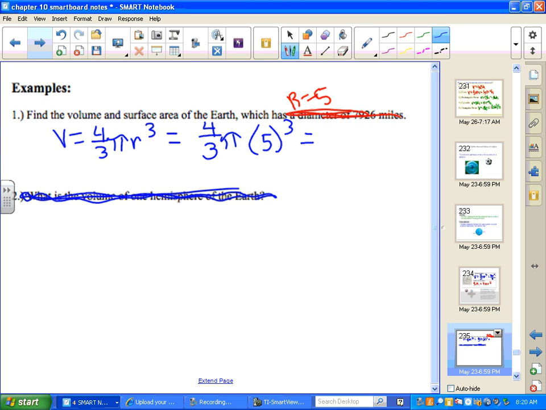Here's what I want you to type into your calculator. In parentheses, do 4 divided by 3. Everyone do this with me. In parentheses, do 4 divided by 3 times 3.14 times, in parentheses, 5 caret 3. So the 5 is in parentheses. The caret 3 is outside of the parentheses. Did that make sense, or do you want me to say that again? Emma, what'd you get?